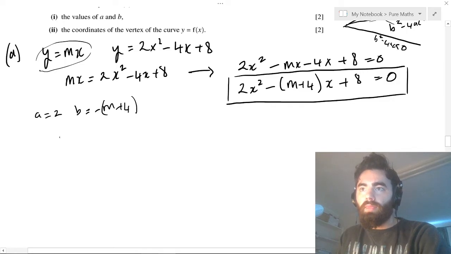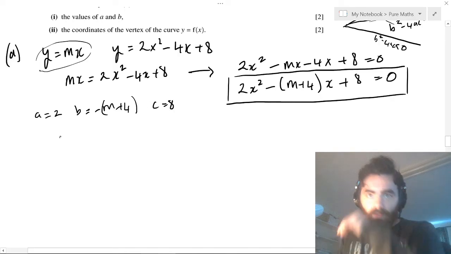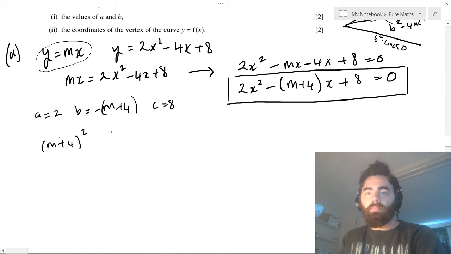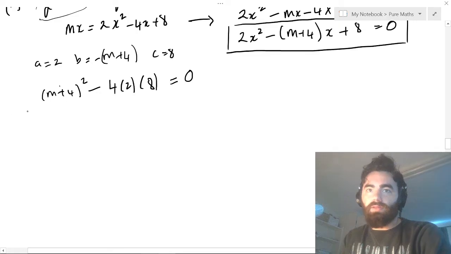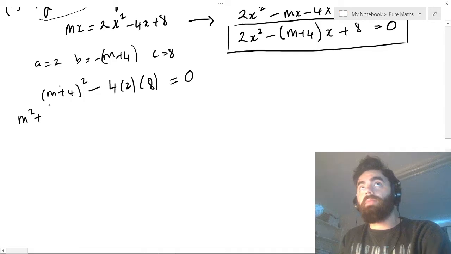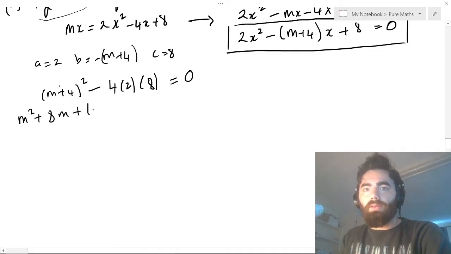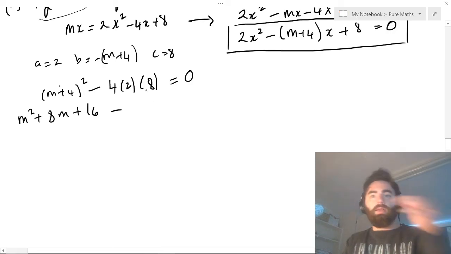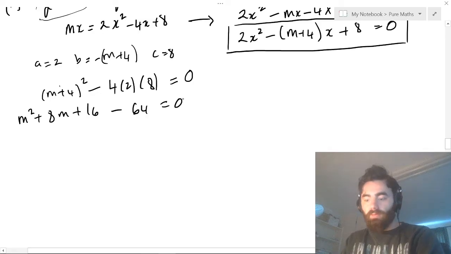m plus 4, and a C of 8. So our discriminant is going to be this thing squared, which is just m plus 4 squared, minus 4ac, which is 8, where that equals 0. And so we can just work this out. We get m squared plus 4m plus 4 is 8m plus 16 minus 4 times 2 is 8, 64 equals 0.